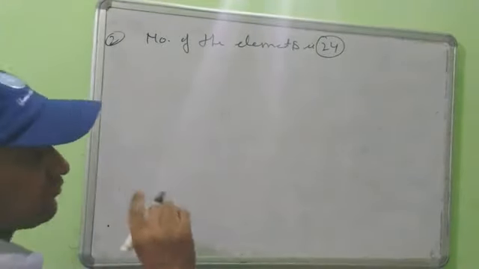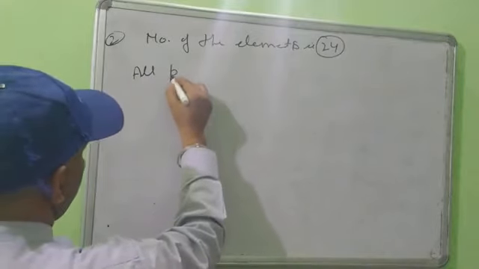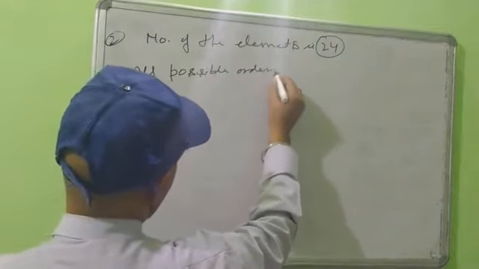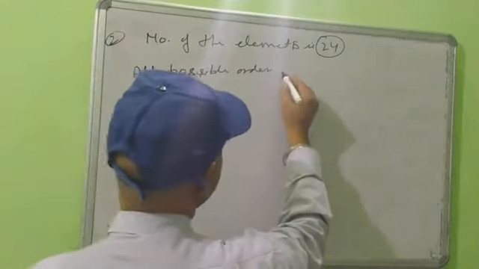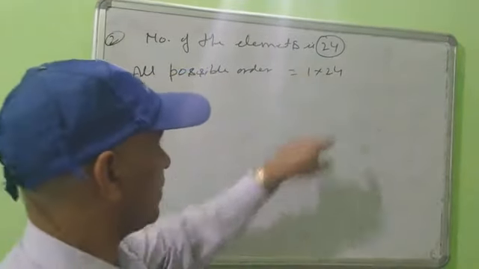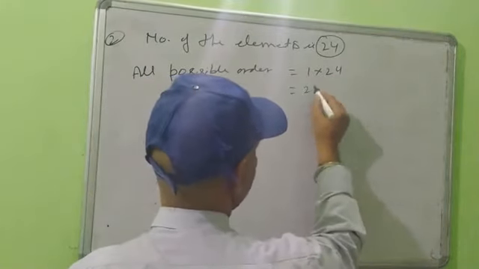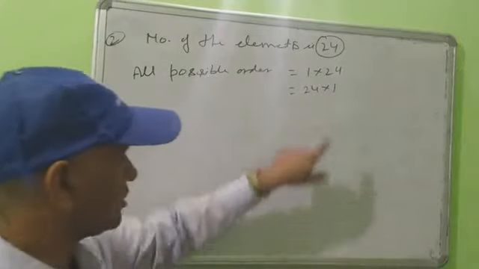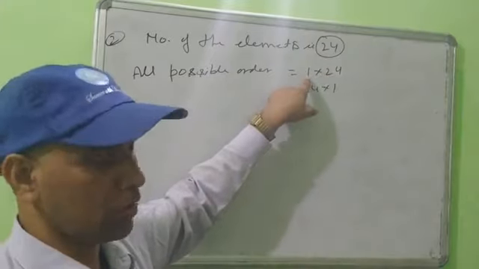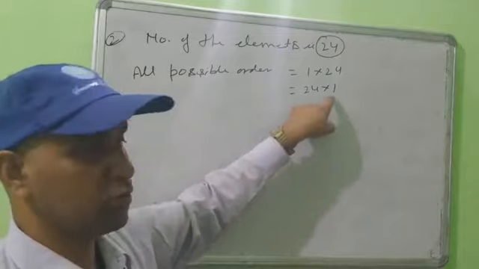You will make the factors of the number; all possible orders equal to: 1 into 24 is the first order, and the second order is the opposite of this, 24 into 1. Here 1 into 24 means only one row, I mean a row matrix, and 24 into 1 means only one column, a column matrix.